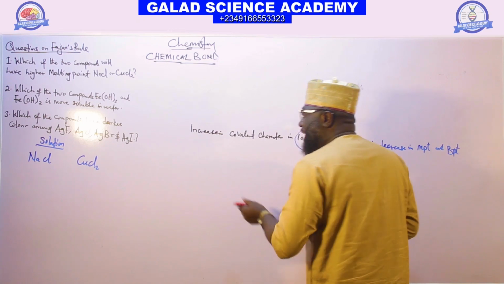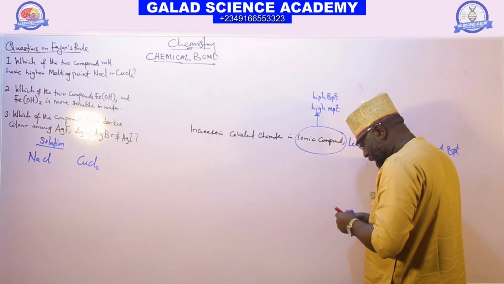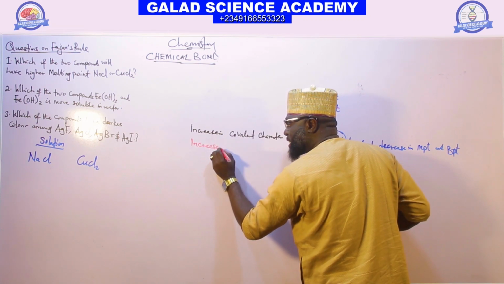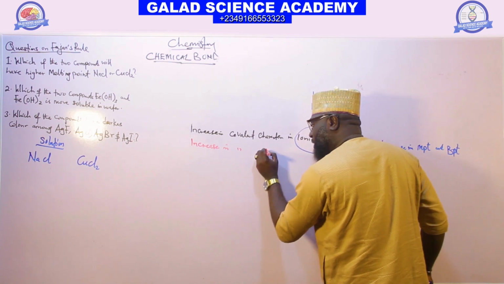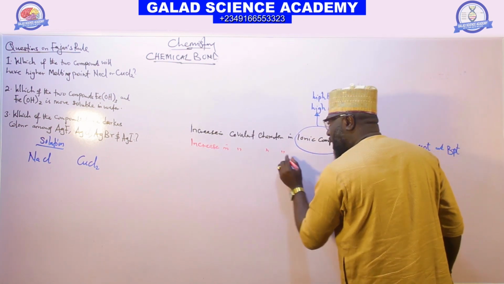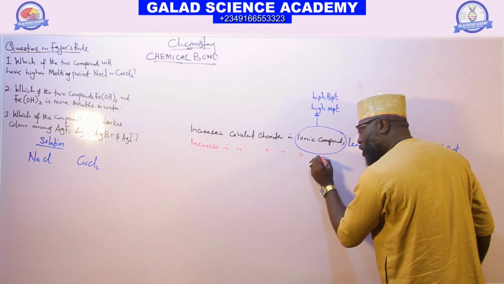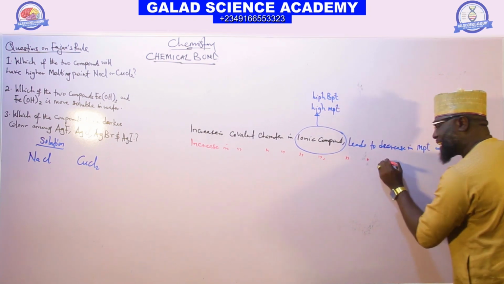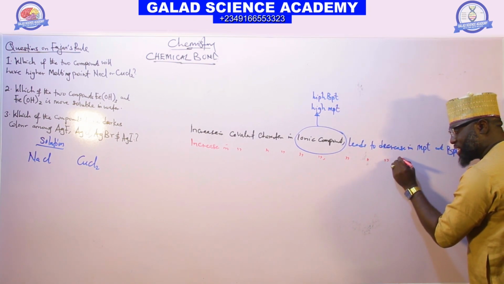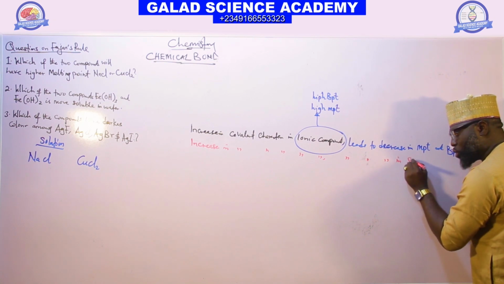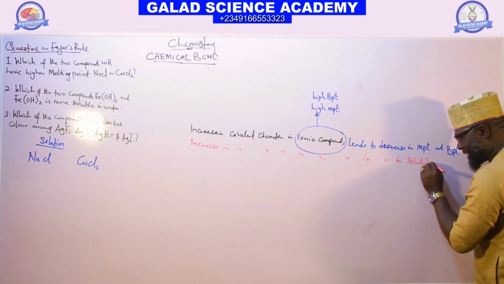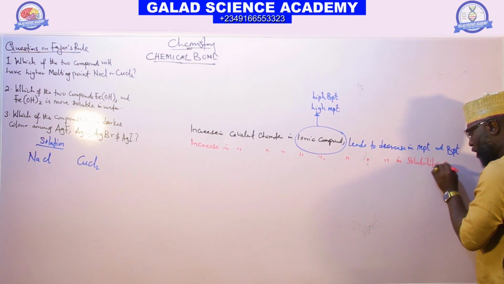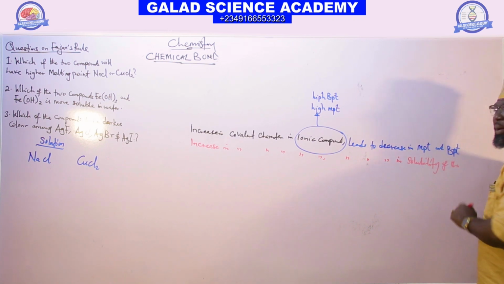And again, if a compound has an increase in covalent character, an increase of covalent character in an ionic compound can also lead to a decrease in solubility of the compound.